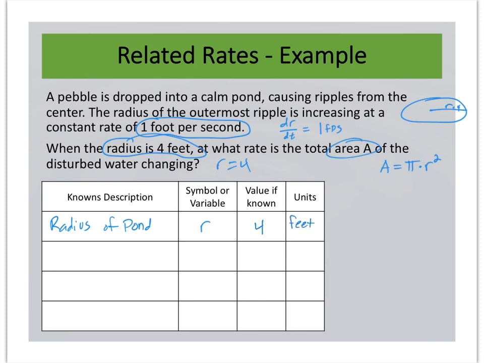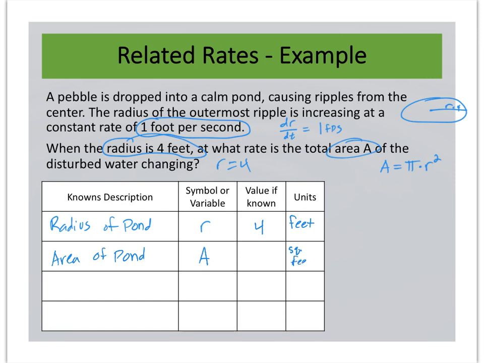Another thing that I know that might not be super obvious is I actually know the area of the pond at the moment that I'm interested in. We called that A, and in this particular problem they used a capital letter A. We don't know what it is, but the area is always in feet squared. Actually, I will write it as square feet, just so that we're not getting confused.